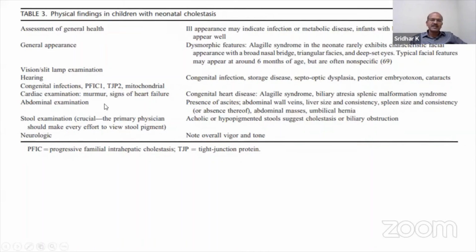In terms of abdominal examination, you look for hepatosplenomegaly and abdominal masses, and umbilical hernia may suggest hypothyroidism, for example, or metabolic conditions. The stool examination is crucial, and it's better that you don't go by the parent's description. You try to look at the stool itself to see the color of the stool. We'll be looking at the stool chart as well next in the coming slides. And of course, in neurologic assessment, you look at the overall vigor and tone, because hypothyroid babies or babies with metabolic conditions can have altered tone.